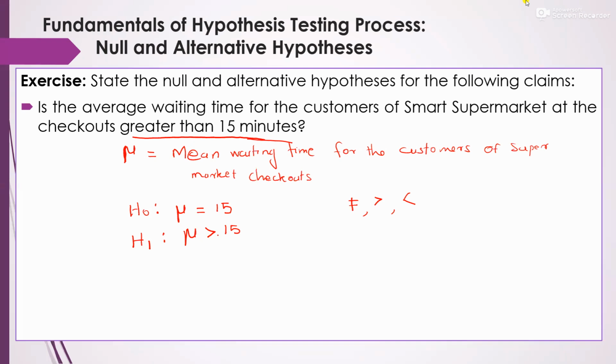Our alternative is opposite to the null hypothesis. So there are three possibilities to specify: not equal sign, greater than sign, less than sign. To decide, you look at the scenario. And in the alternative hypothesis, what is the statement we want to prove? Now we want to prove that the waiting time is greater than 15 minutes. So mu is the waiting time, mu greater than 15. Right?